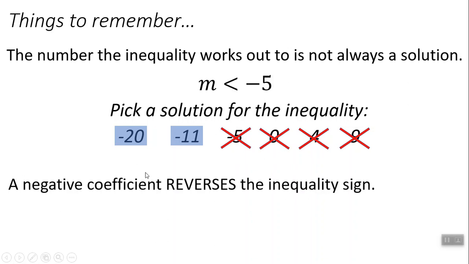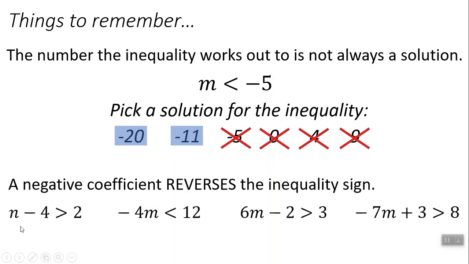Okay, a negative coefficient reverses the inequality sign. This is the other big thing you need to remember. In these problems, this first one has a negative constant, but not a negative coefficient. This problem, that 4 is negative. That's a -4. So you would reverse the inequality for your final answer. This problem has a negative constant, but not a negative coefficient. This one at the end here has a -7 as a coefficient, so therefore you would reverse it for its final answer.